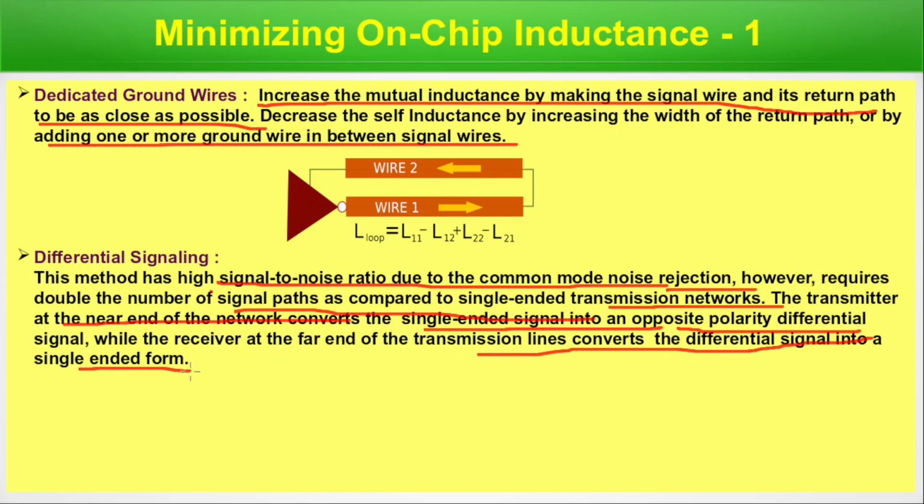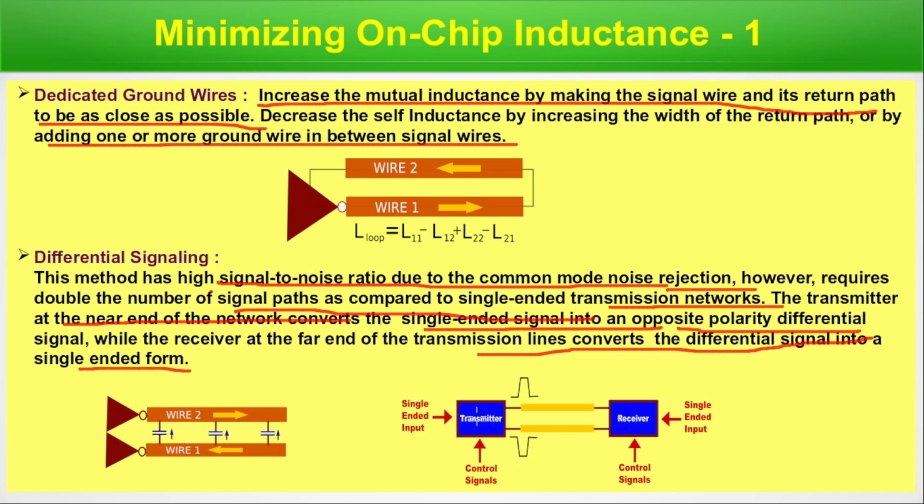So first, this is the single-ended input. When the transmitter gets it and transmits it, it transmits the original one and also changes the polarity and transmits both. That's why we are saying that it requires double the number of signal paths. And at the receiver, it again converts it and makes it a single-ended input, although it has the benefit of high signal to noise ratio. Now let's move to the next slide.